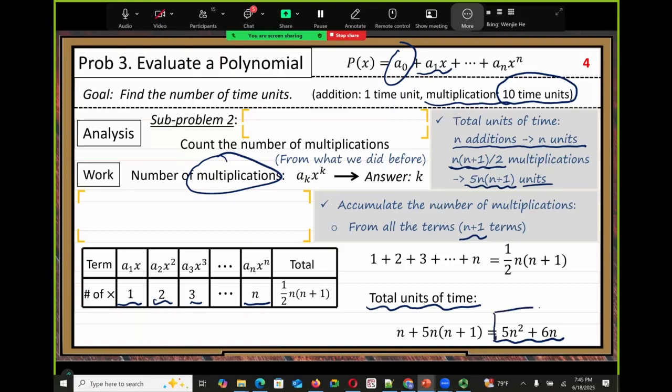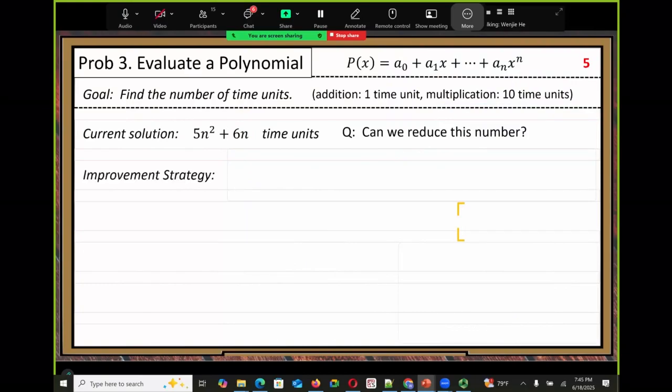So when we try to find a better algorithm, we need to compare with this first try. Now we need to move to the next question. How to reduce this number? Improvement strategy.